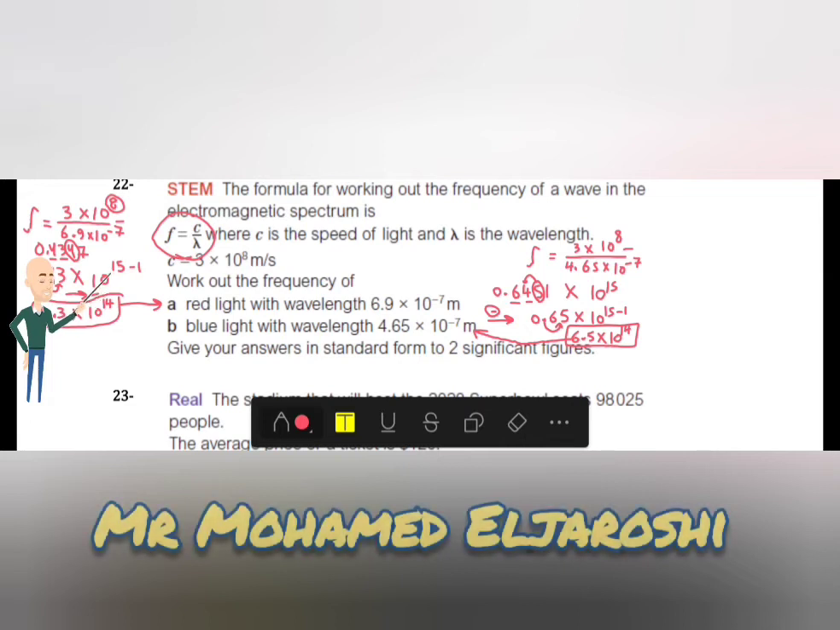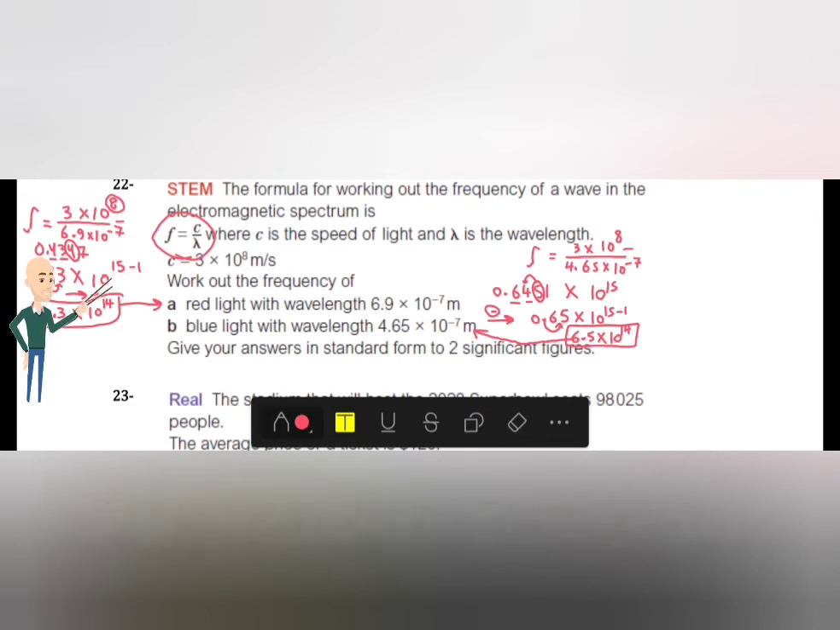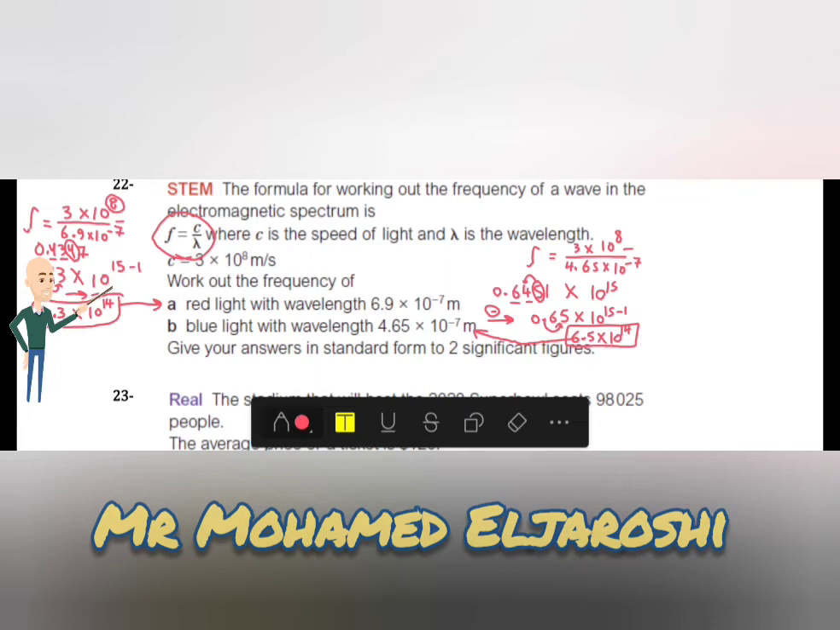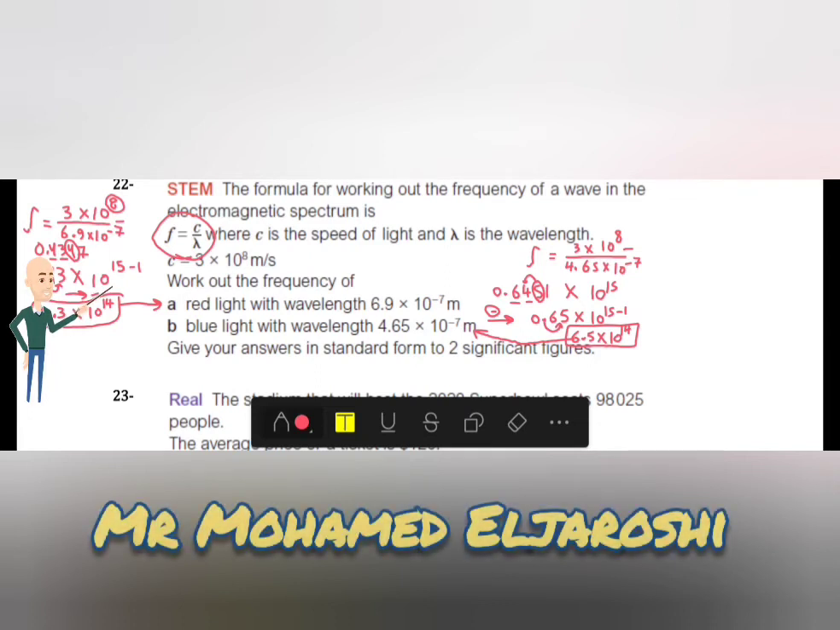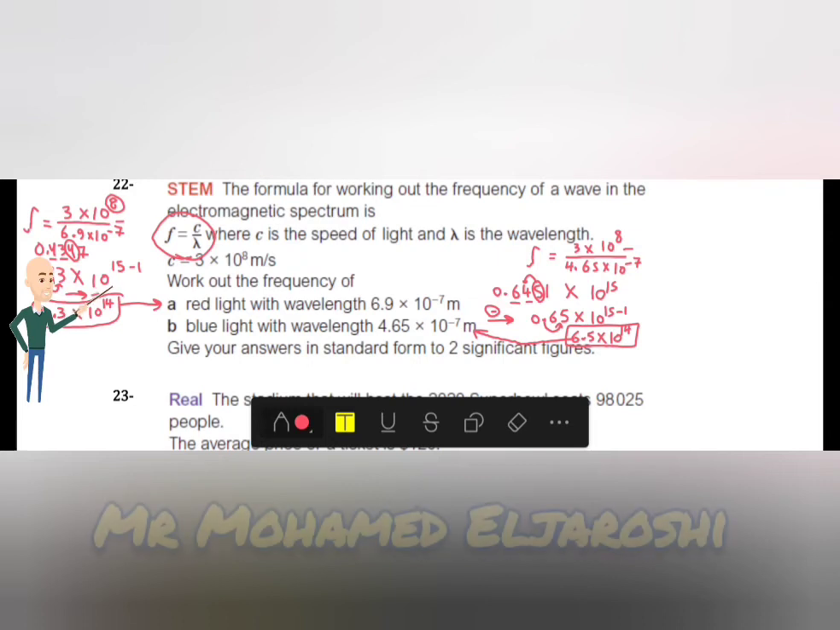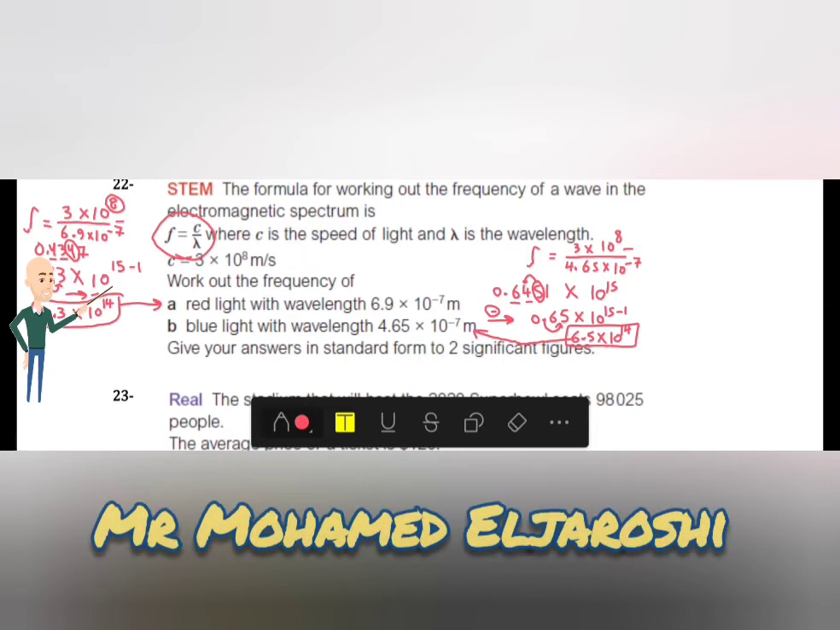So I found the frequency for both lights using the wavelength and using the formula of the question. And this is how you answer a question like this. Now let's move on to the next question.